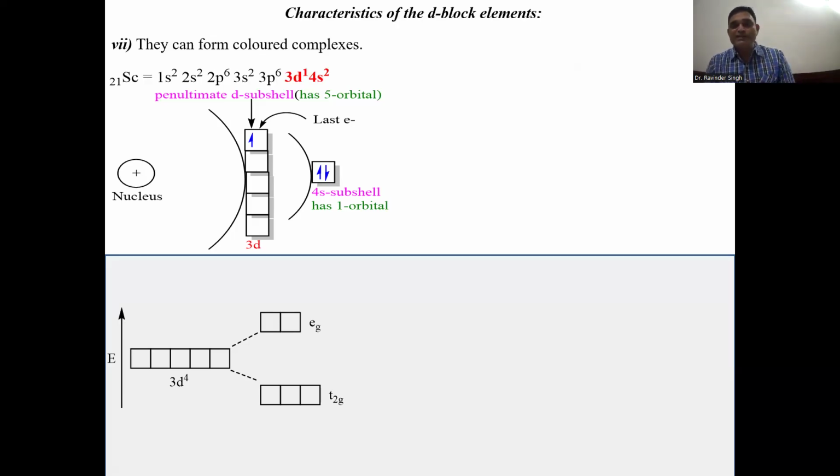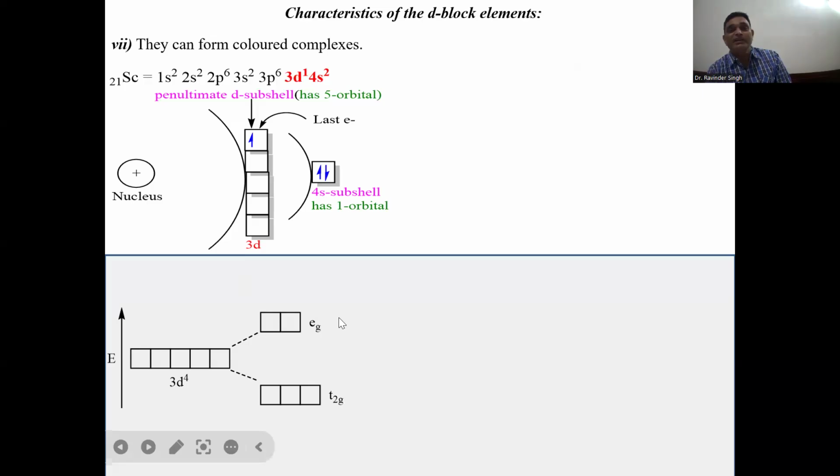They split into 2 sets depending upon the nature of the complex, whether it is an octahedral complex or a tetrahedral complex, which we will study later on. Octahedral means the central metal atom is surrounded by 6 ligands, forming 6 bonds with the ligands around it. Tetrahedral means the central metal atom forms 4 bonds with the surrounding species. So in an octahedral complex, the metal atom is surrounded by 6 species which form bonds with the metal atom.